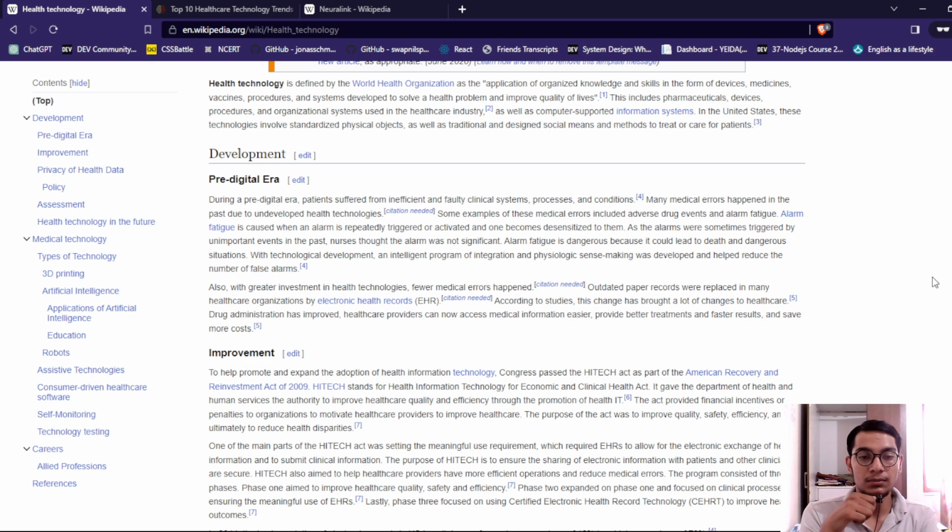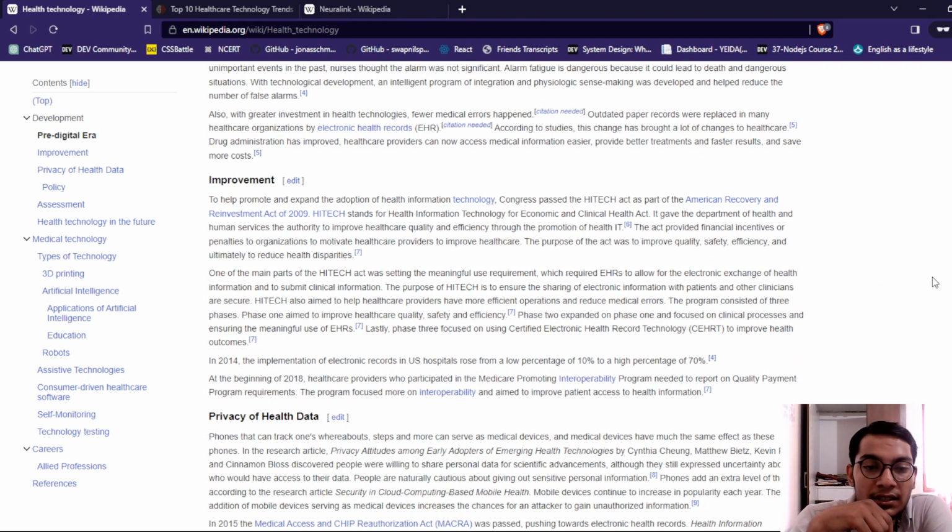With technology development, intelligent programs of integration and psychological sense-making were developed and helped reduce the number of false alarms. Also, with greater investment in health technology, fewer medical errors were made. Outdated paper records were replaced in many healthcare organizations by electronic health records. According to studies, these changes have brought a lot of change in healthcare. Drug administration has improved. Healthcare providers can now access medical information, provide better treatment and faster results, and save more cost.